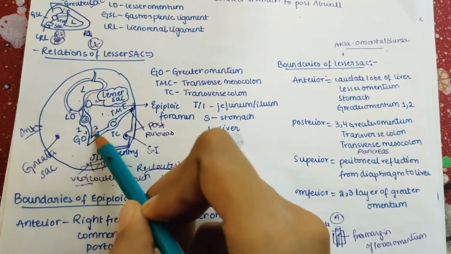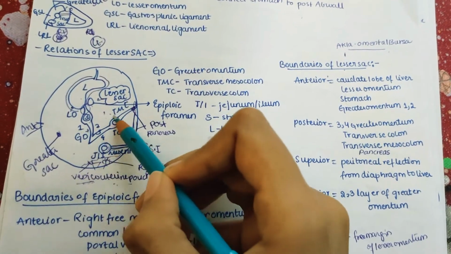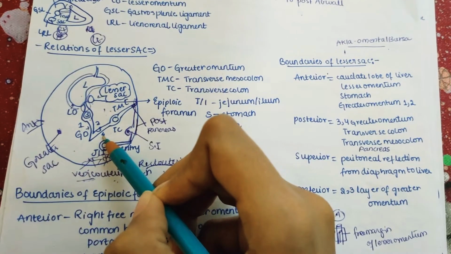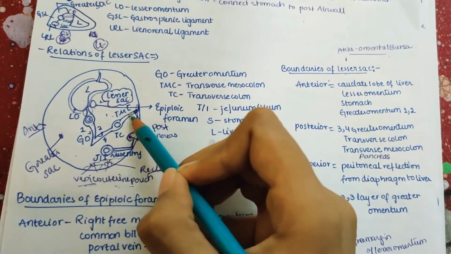So these are all the anterior boundary of lesser sac. Okay, so now coming to the posterior boundary of lesser sac, it is formed by third and fourth layer of greater omentum, transverse colon, transverse mesocolon, and also the pancreas.